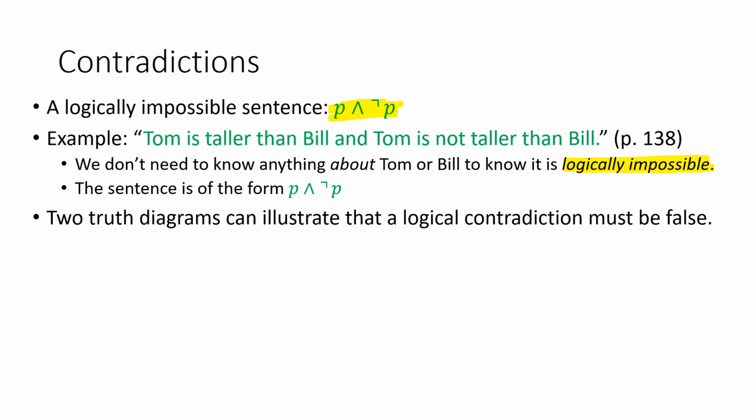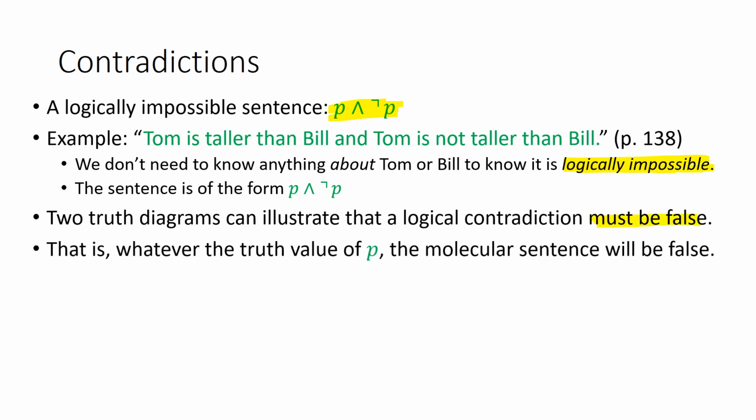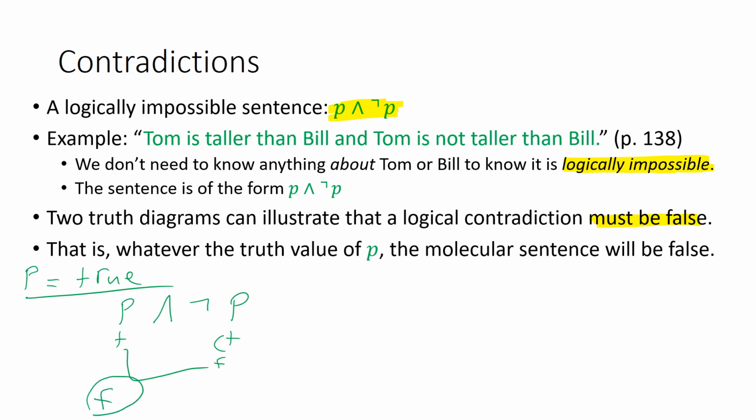Two truth diagrams can illustrate that a logical contradiction must be false. That is, whatever the truth value of P, the molecular sentence will be false. On the one hand, it may be that P is true, and then we can look at the molecular sentence P and not P and do a truth diagram. So P is true, and we have a negation here, so this turns into something that's false. And then if we look at this conjunction, we have true and false, so this is a false statement.